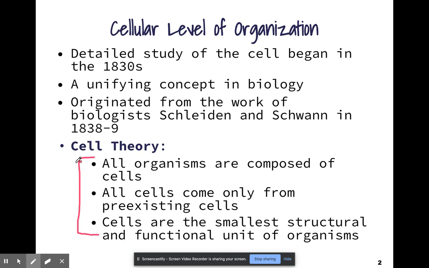So anything that is alive contains a cell, because all organisms are composed of cells, once again. All cells come from a pre-existing cell, so cells just don't arise spontaneously, and cells are the smallest structural and functional unit of organisms.